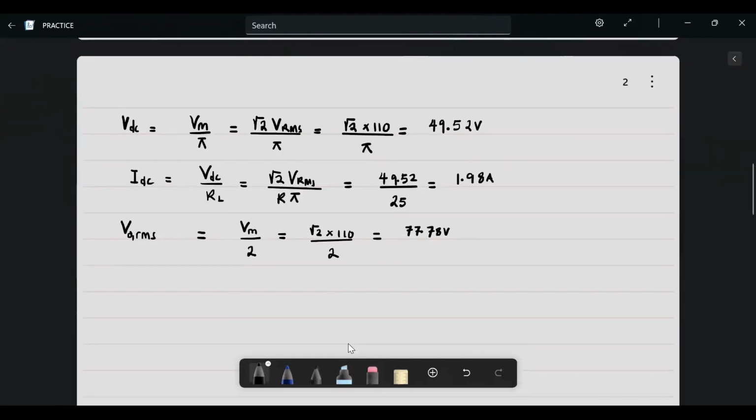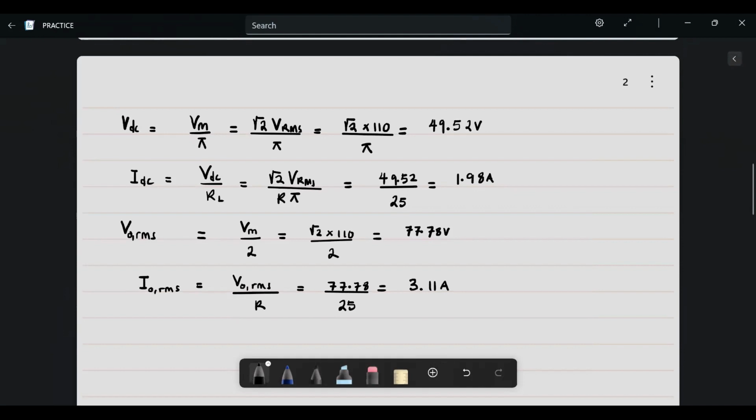Now we can also find the output RMS current. So IO RMS is equal to VO RMS divided by the resistor given. The resistor is 25 ohms. The output RMS voltage we found is 77.78. If you divide the two, you get the output RMS current as 3.11 amps.